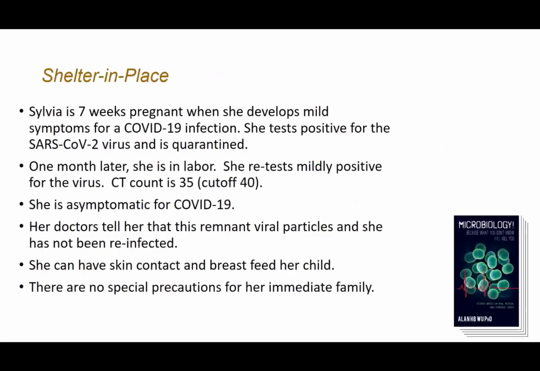So I want to give you a case that was very difficult, just to give you an example of how complex this field is. This is about a woman who is pregnant and develops mild symptoms of COVID during her 8th month. She tests positive for the virus and is quarantined for 2 weeks. A month later, she comes back to our hospital. She is in labor. She unfortunately retests positive for the virus. This is now 4 weeks later. The CT count from the PCR is very low, near the cutoff concentration, and she is asymptomatic.